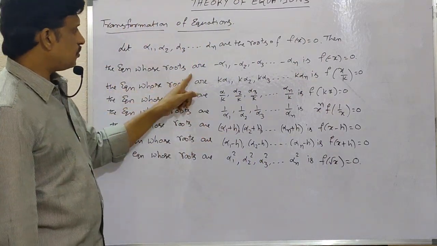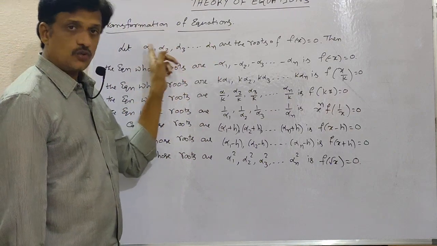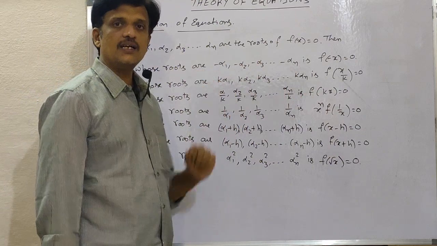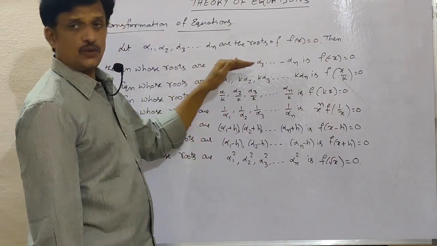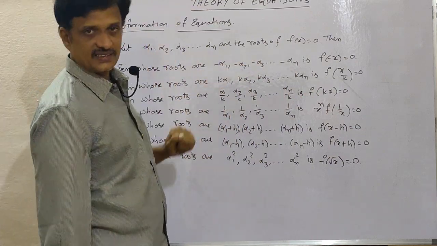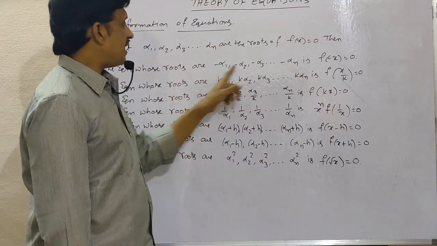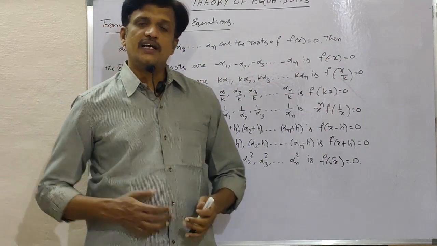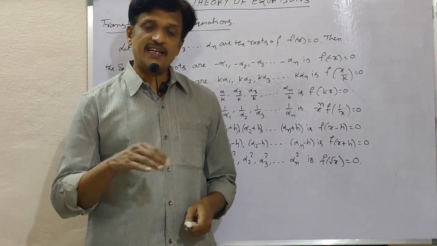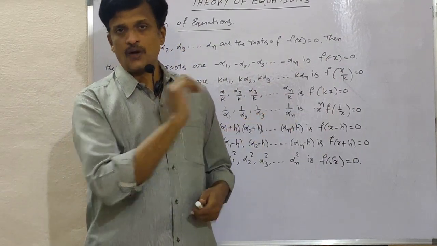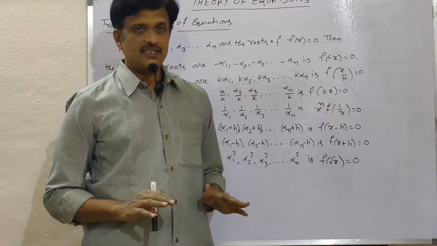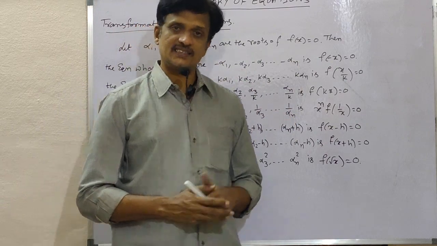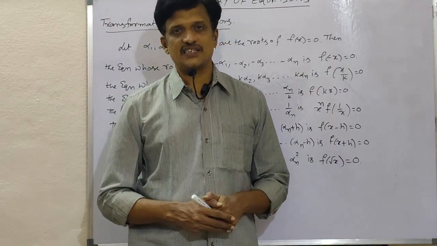So the equation whose roots are negatives of the roots of the given one, means minus alpha 1, minus alpha 2, minus alpha 3, and so on, minus alpha n. Each root is the negative of the roots of f of x equal to 0. Then the required equation is f of minus x equal to 0. So it is very simple. Instead of finding the roots and writing their negatives, and again forming the polynomial, we simply write f of minus x, means x is replaced by minus x in the given polynomial f of x equal to 0.